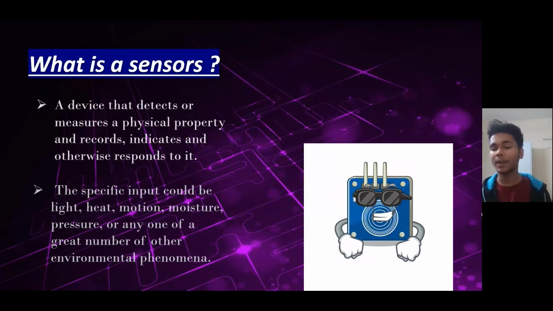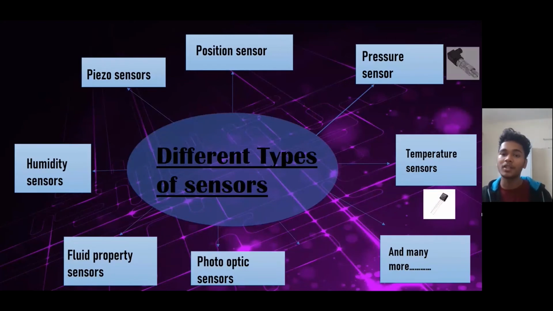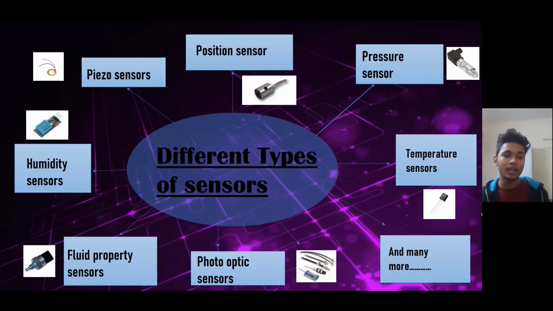With all these different types of inputs, this brings us to our next topic, the different types of sensors. There are various types of sensors such as temperature sensor, pressure sensor, position sensor, seizure sensor, humidity sensor, fluid property sensor, photo optic sensors, and many more. There are so many various types of sensors that all of them cannot be brought into one slide.